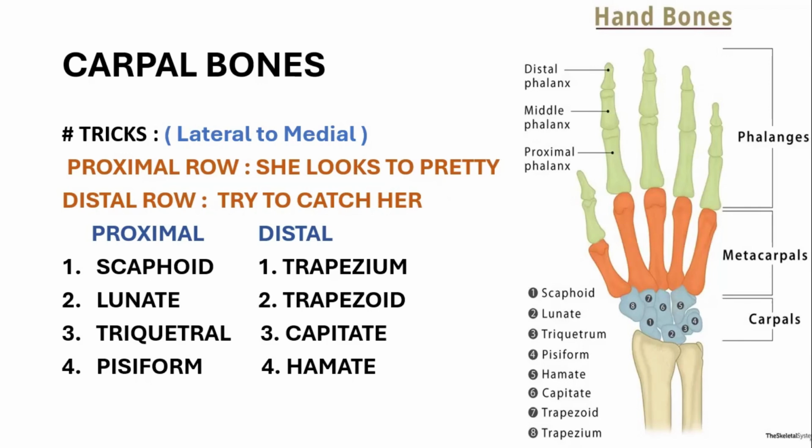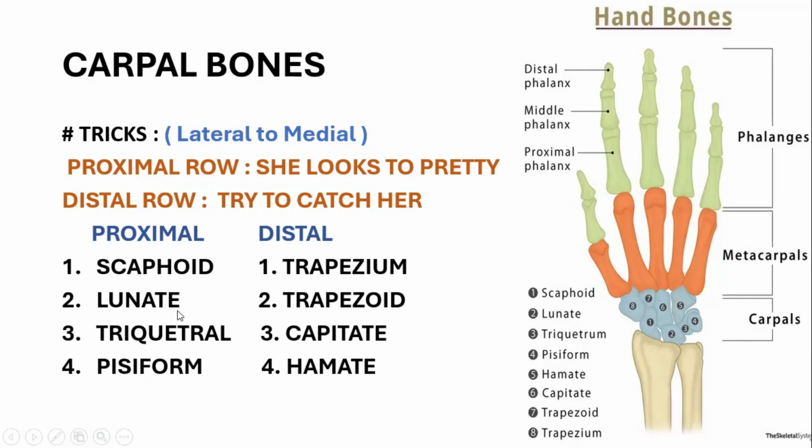Now, you can learn these mnemonics from anywhere. She looks too pretty, try to catch her. But for the distal row, the trapezium and trapezoid are very confusing. The trapeze part is the same for these two bones, trapezium and trapezoid, but then I is coming and O is coming. Remember, alphabetically I comes first. So for the distal row, the trapezium comes first and then the trapezoid.